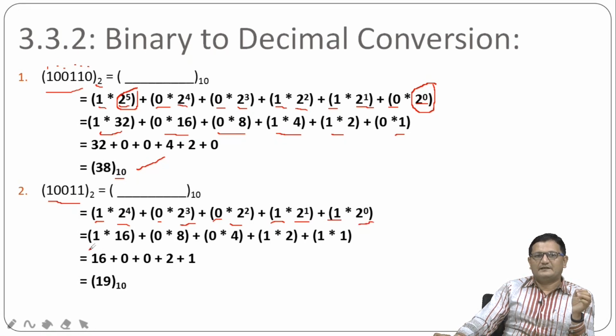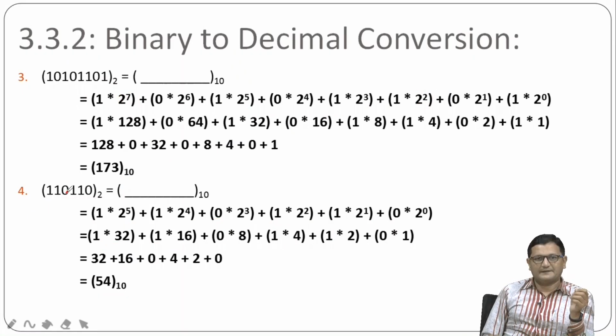2 raised to 4 is 16, so 1 into 16. 2 raised to 3 is 8, so 0 into 8. 2 raised to 2 is 4, so 0 into 4. 1 into 2 because 2 raised to 1 is 2, and 1 into 1 because 2 raised to 0 is 1. So 16, 0 into 8 is 0, 0 into 4 is 0, 1 into 2 is 2 and 1 into 1 is 1. Finally, adding 16 plus 2 plus 1, you get 19. So you can understand this is the binary of 19.